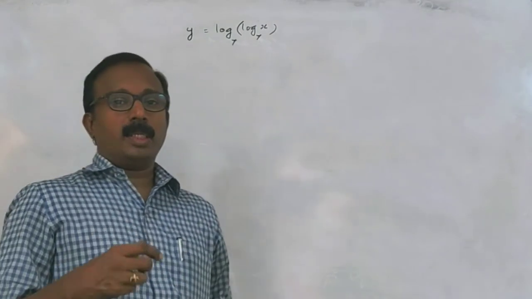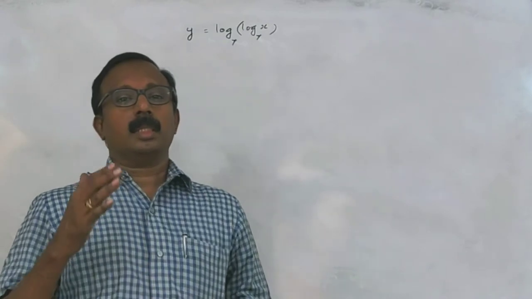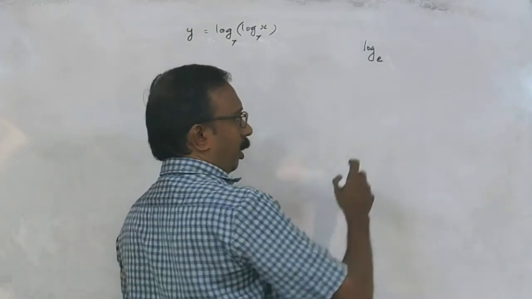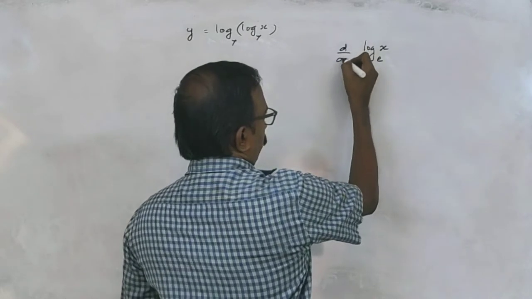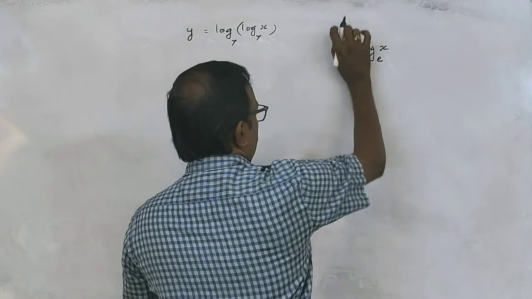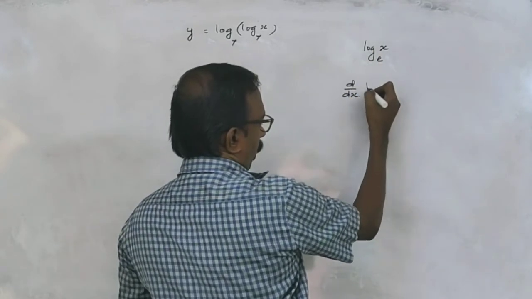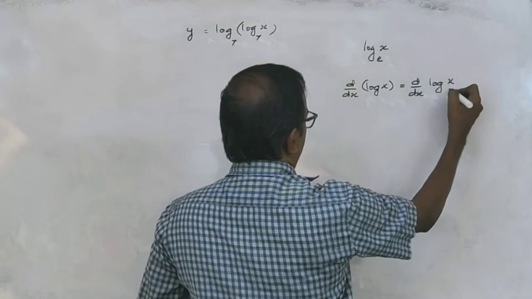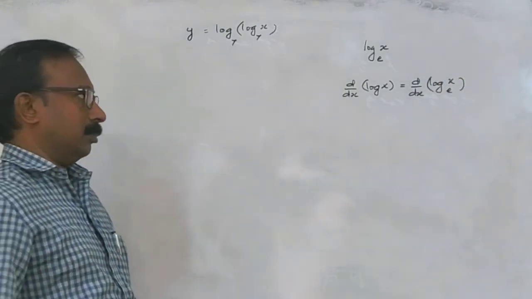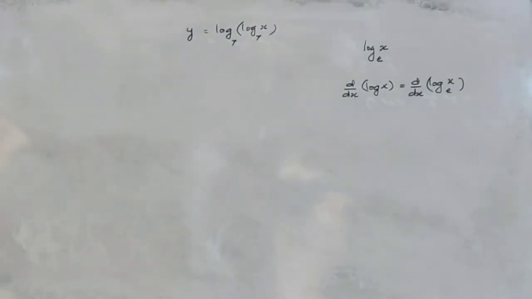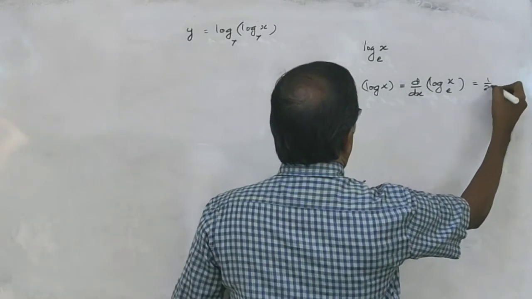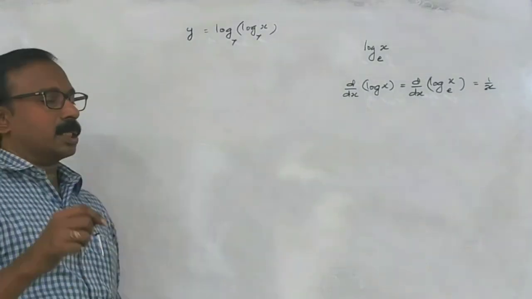In calculus, natural logarithms are used. That means the base of the logarithm is e. In calculus, we use the logarithm whose base is e, log x. That is, d by dx of log x means d by dx of log x to the base e. The derivative of the logarithm of x to the base e is 1 by x.